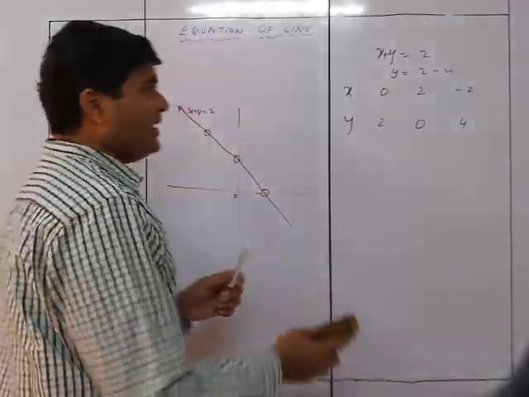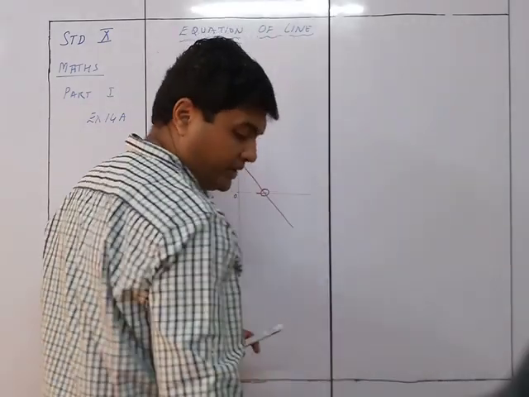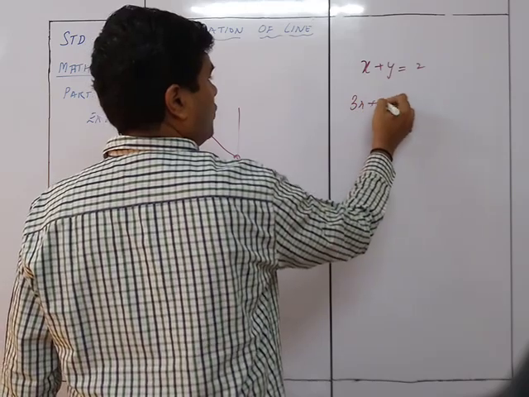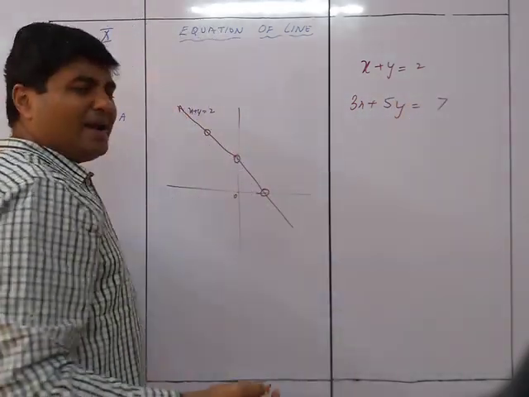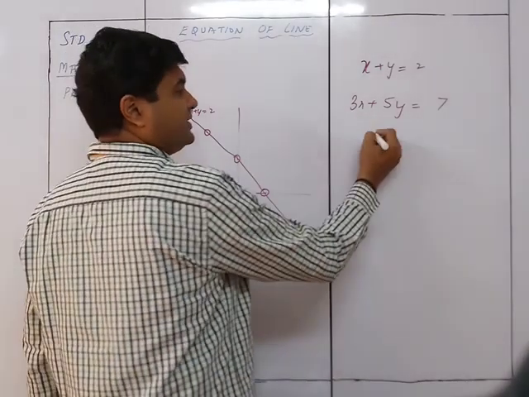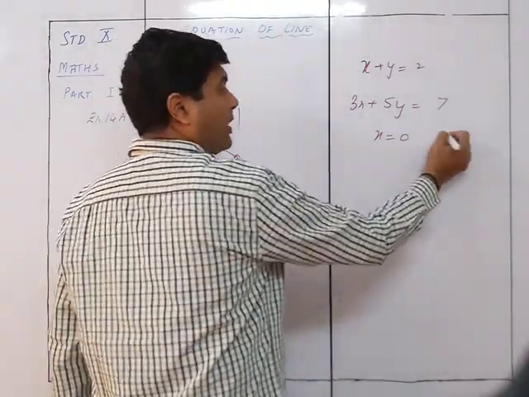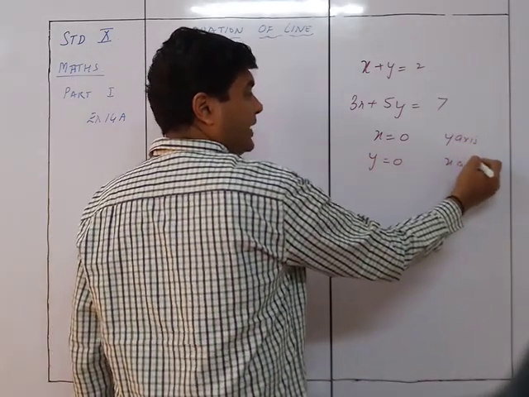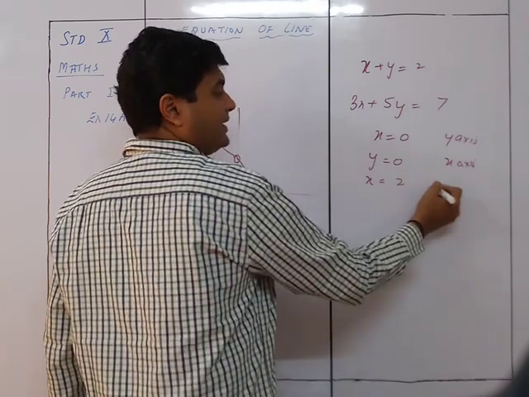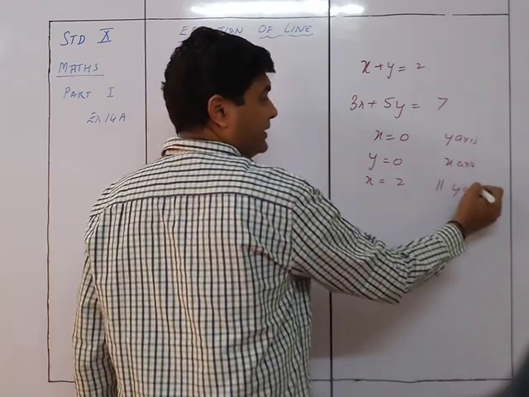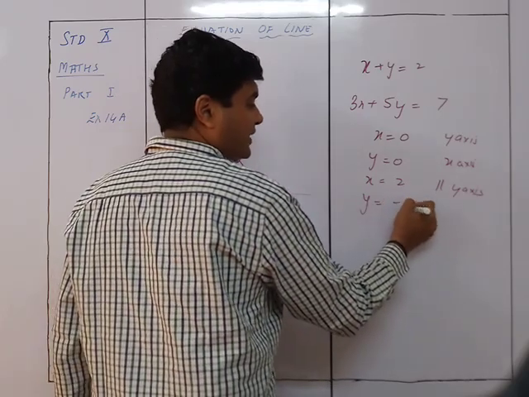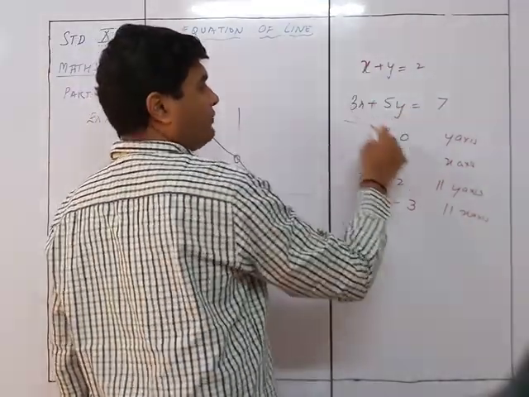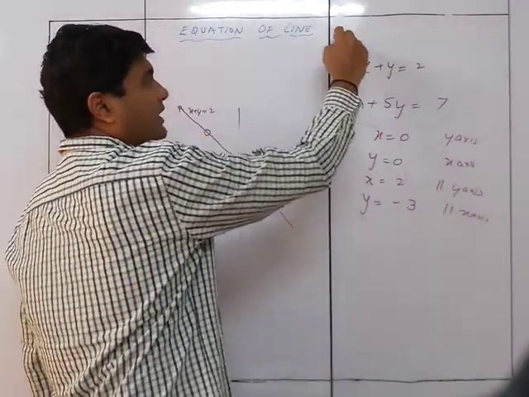So you can have any equation, like the example we just took. The equation could be x plus y is equal to 2, or 3x plus 5y is equal to 7. Any equation you can have. We even had the equation x is equal to 0. What is x is equal to 0? The y-axis. We have y is equal to 0, which is nothing but the x-axis. Then x is equal to 2 means it is lying parallel to the y-axis, and y is equal to minus 3 is again parallel to the x-axis. So accordingly, you have the equations of the line. These are called the equations of the line.